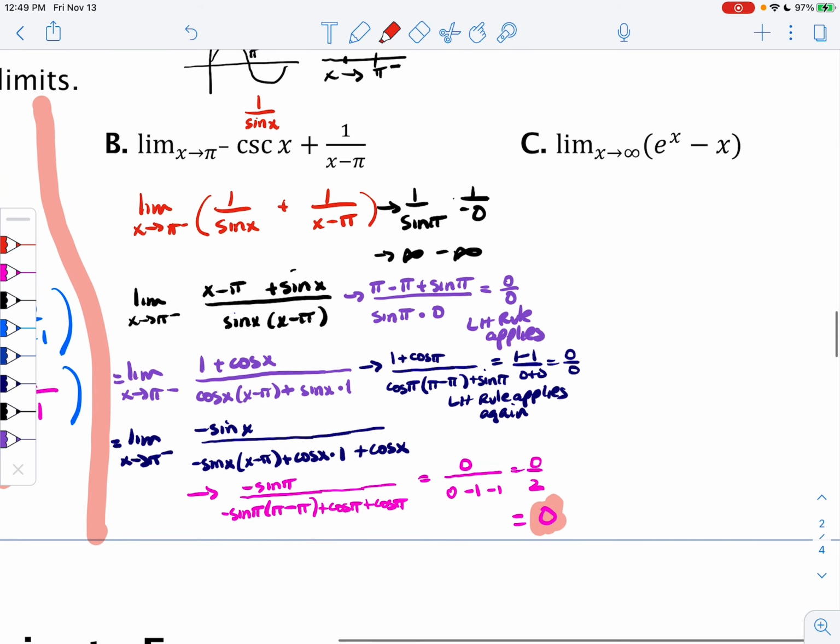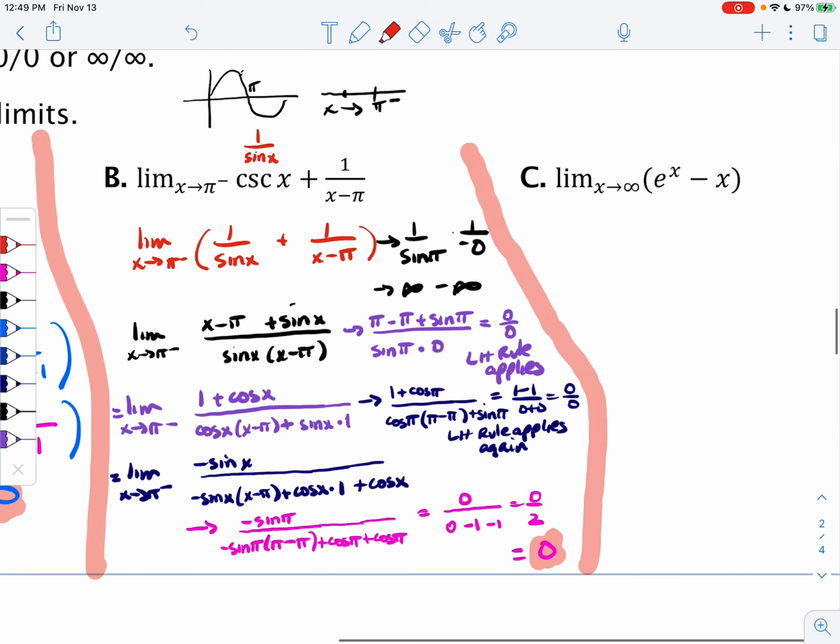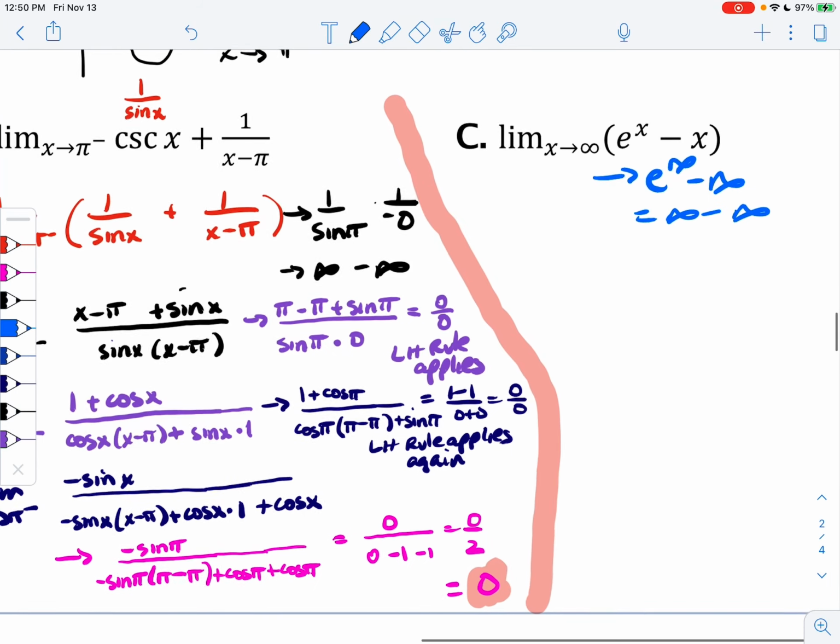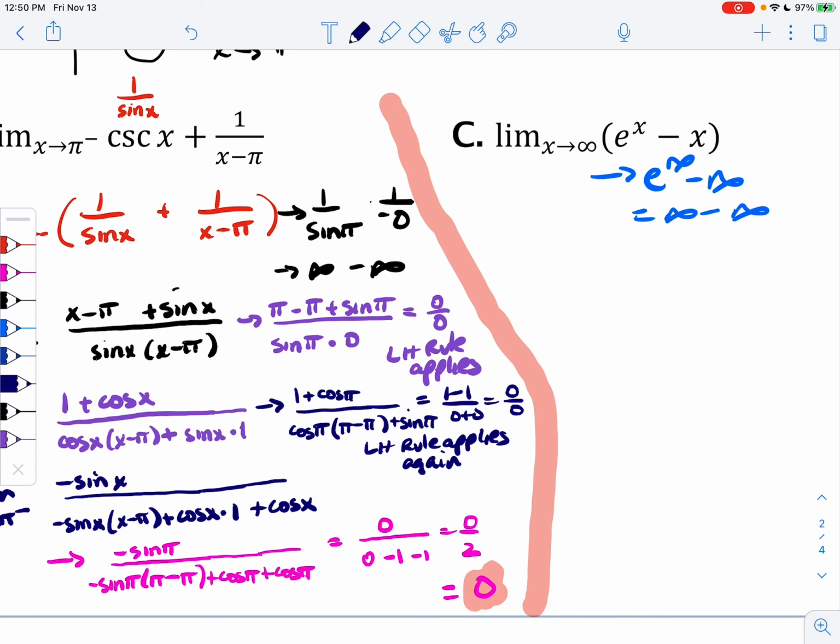Okay, let's take a look at this next one. And if I apply my limit as I approach infinity, this function is going to be e to the infinity minus infinity, which is going to infinity minus infinity. So I'm going to make an algebraic manipulation here. I'm going to factor out an e to the x. And so that's what I'm going to do first.